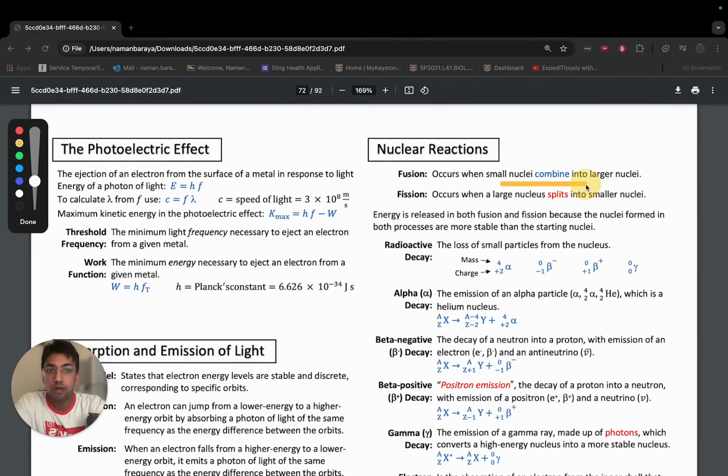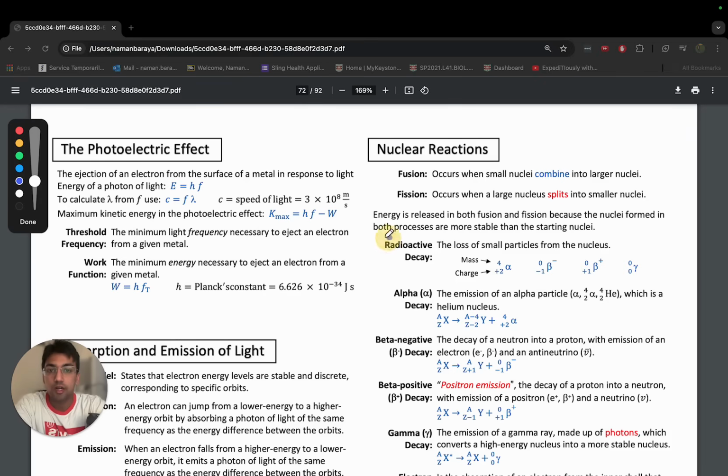Okay, so I just mentioned fusion and fission. So fusion is when small nuclei combine into large nuclei, and then fission happens when large nuclei split into smaller nuclei. So this is fission, and then this is fusion. The next thing is energy is released in both fusion and fission, because the nuclei formed in both processes are more stable than the starting nuclei. So the reason why fusion and fission happens is because the end product is more stable. So maybe in the fission process, this large nuclei is very unstable. And in the fusion process, these small nuclei really want to combine into this larger nuclei.